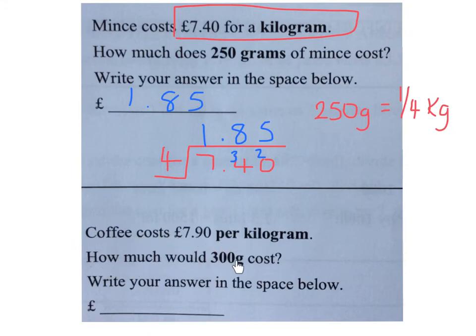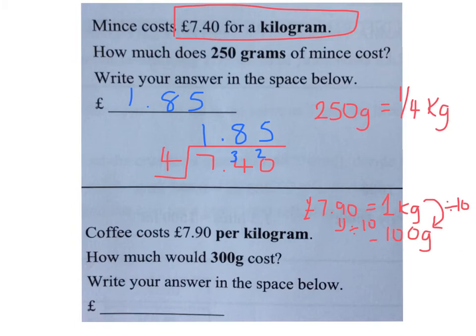Coffee costs £7.90 per kilogram. How much would 300 grams cost? This question's a little bit trickier. £7.90 for 1 kilogram. Well, let's work out what 100 grams cost. So I divide my weight by 10. So I need to divide my price by 10.